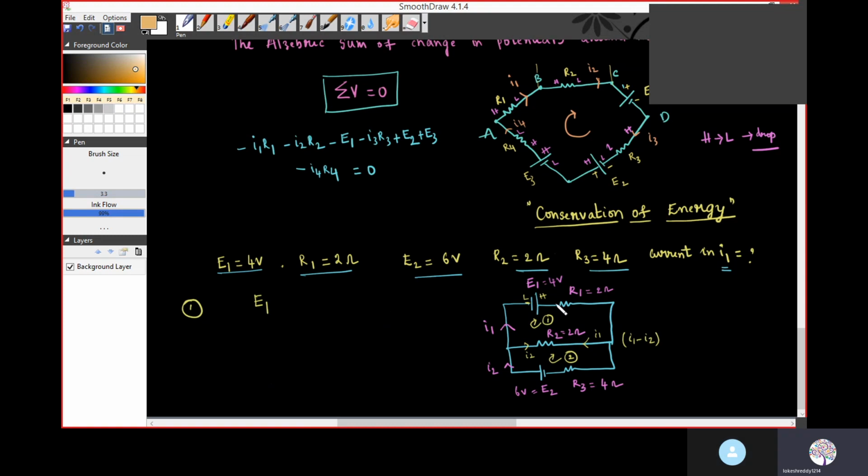E1. Here the current is moving in this direction, so this is high, this is low. There is a potential drop: minus R1 I1, that is minus I1 into 2. And here, I1 minus I2, the current is traveling in this direction, so this is high, this is low, a drop. So minus (I1 minus I2) into 2, resistance is 2, is equal to 0. This is sigma V equal to 0 for loop 1.